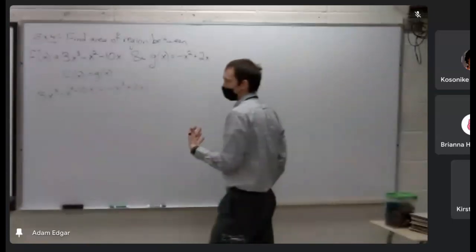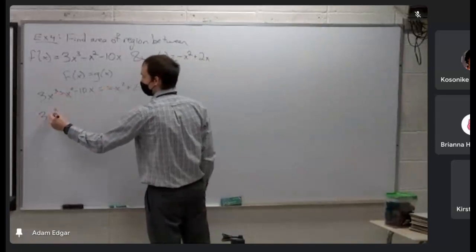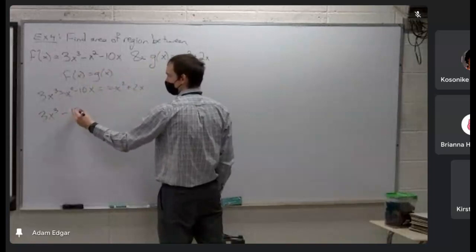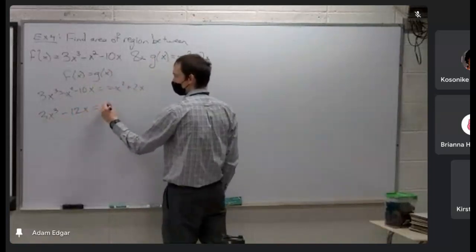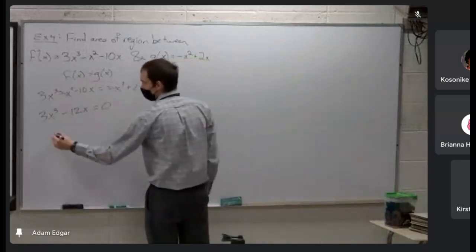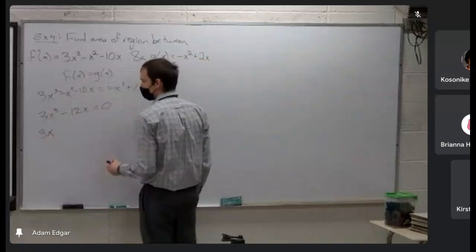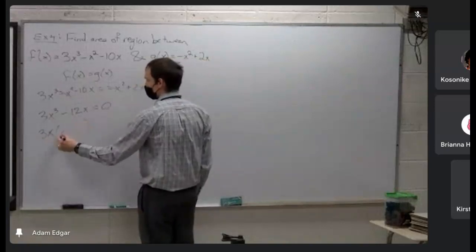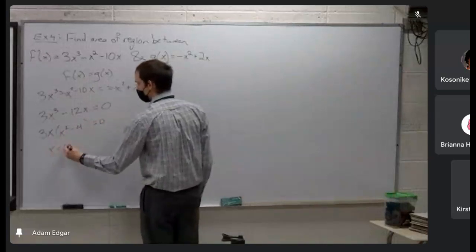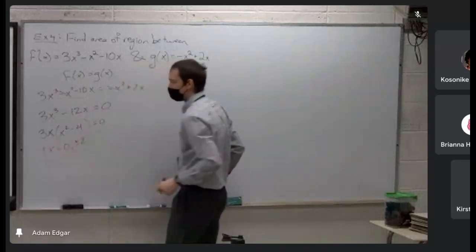Because in order to solve this, you have to get everybody on the same side. So you bring over the x squared. Oh, they cancel. Hooray. And bring over the 2x. What is that going to be? 12x? No. Oh, wait, yeah. Negative 12x. So then when you factor this, what do we have? And so what are our solutions for x? 0 and plus or minus 2. So we have three intersection points.